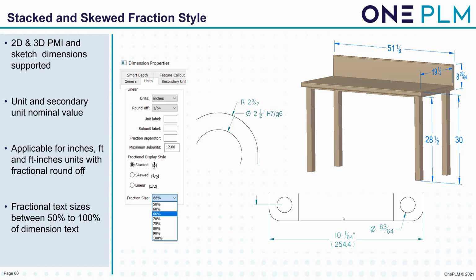Stacked and skewed fraction styles. So fraction style display, we've now got these three options. So we can see these three different options that we've got on here, and we can show the fraction size on those. So if we are working in fraction imperial style, we can now go and show those in there. Not very relevant to us guys in the UK, but for anyone that's still working with imperial sizes it can be quite useful.